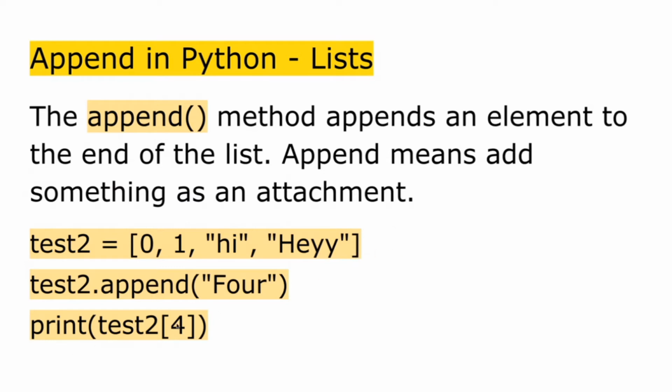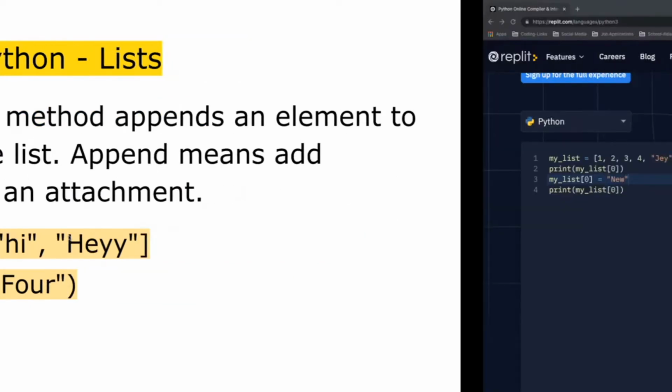If we print out test2 index 4, accessing the fourth element, before it was 0, 1, 2, 3. If we didn't have test2.append and we just printed out the fourth element, it would give us an error because it doesn't exist. But because we now appended a new value 4 at the very end of our list, it says 0, 1, 2, 3, our new element 4. So print out 4. Let's try that.